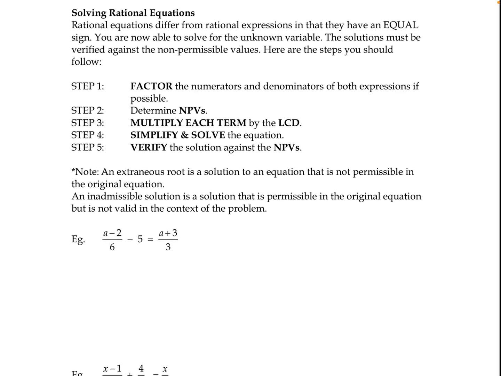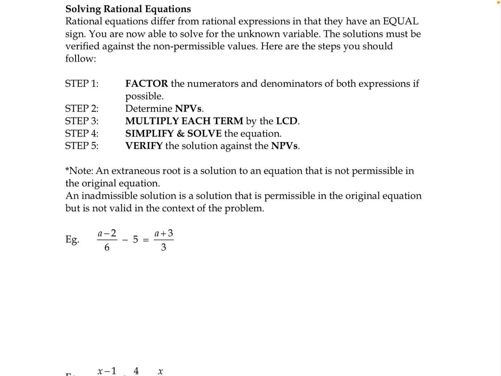Rational equations. All right, so step 1, factor everything. Step 2, state the non-permissible values, so that is standard. Step 3, multiply each term by the LCD. Now, that is something that we just did.